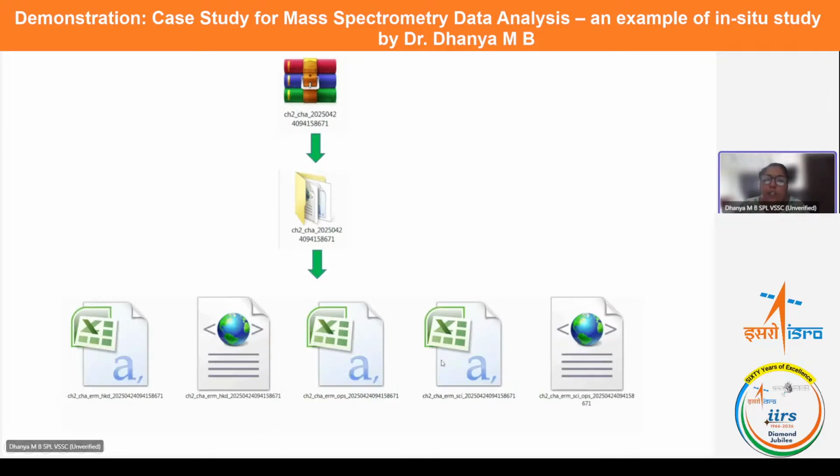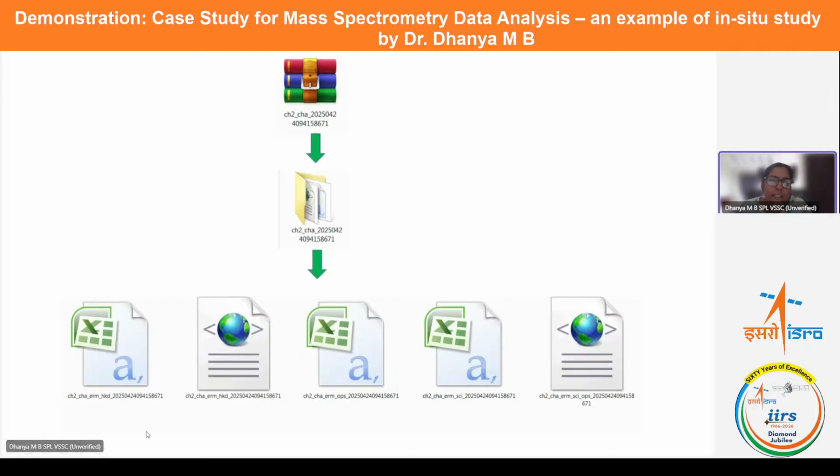data files. There are a total of 5 files, of which 3 are, you can see from the symbol itself, CSV files, basically Excel, which you can open with Excel, comma separated files. And these are XML files. These XML files are basically their label files, or we can say meta information.